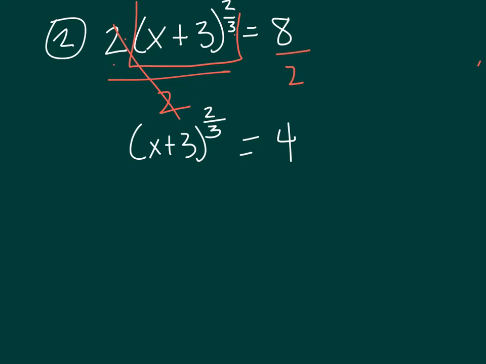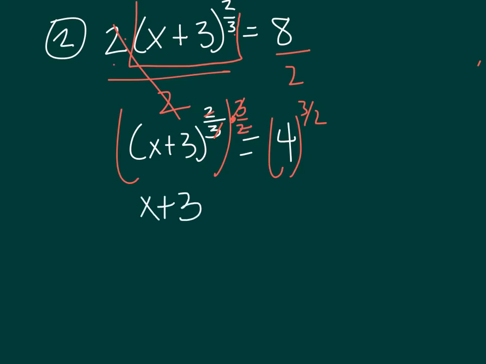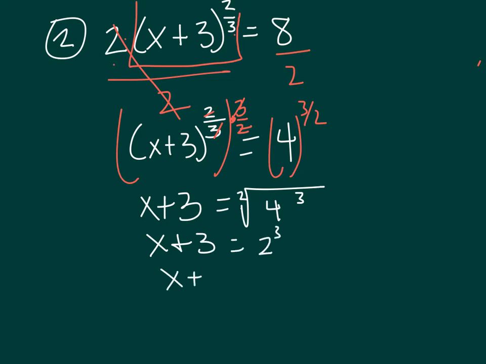So then we want to think about, okay, what can I raise both sides of this equation to cancel out a 2/3 power? Well, we just raise it to the 3/2 power. Do the same thing on this side. So the 2's cancel and the 3's cancel. Then you're just left with x plus 3 on the left side raised to the 1st, and 4 to the 3/2 power. So this is where remembering that 3/2 is like having the square root of 4 to the 3rd. The square root of 4 is just 2, so this is the same as having 2 to the 3rd. So 2 to the 3rd is 8, so x is equal to 5.